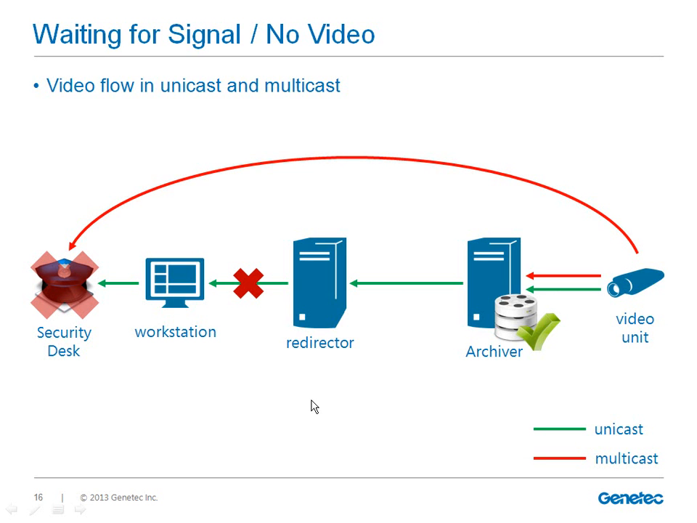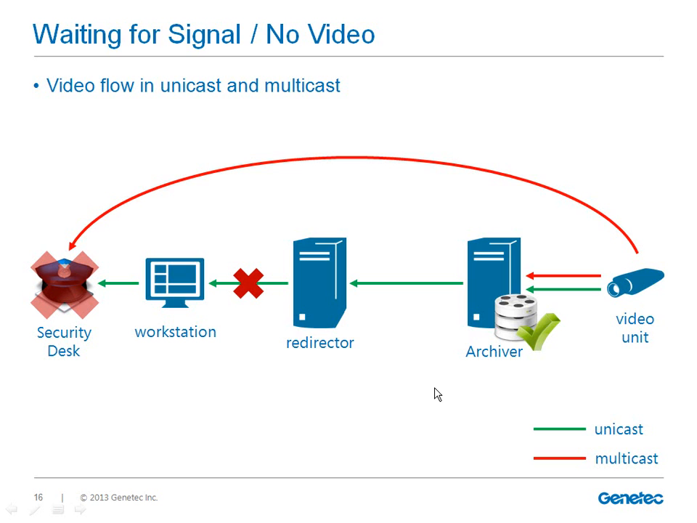The key network points we have are the workstation running the security desk, the video unit itself, the archiver the video unit is assigned to, and any redirection servers we have along the way. So in this diagram, we could actually have other redirectors between the workstation and the archiver. Now, all archivers also have a redirector running on them, and the flow of the data is controlled by the media router.